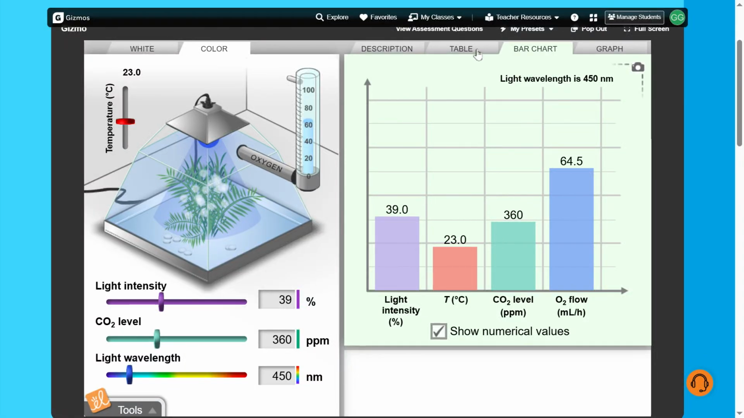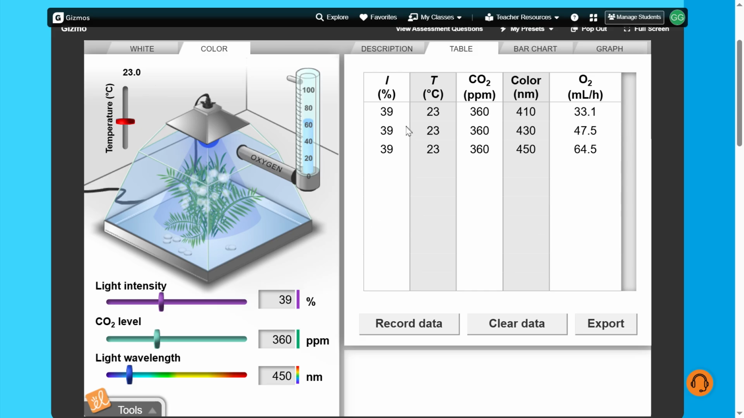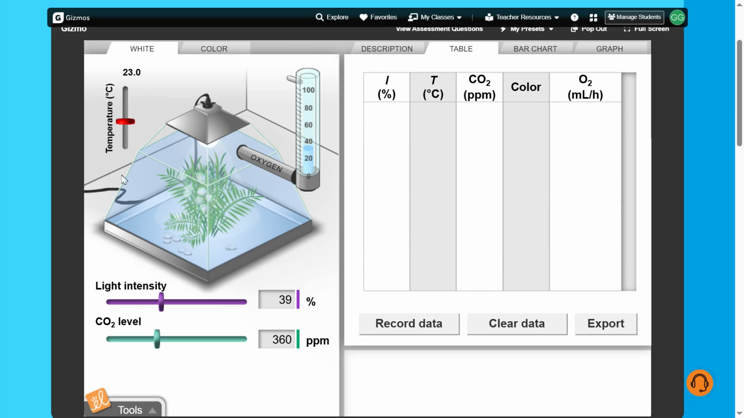There are a lot of other things that you can play around with in this simulation. There are 3 things you can change to measure the rate of oxygen production in this aquatic plant.